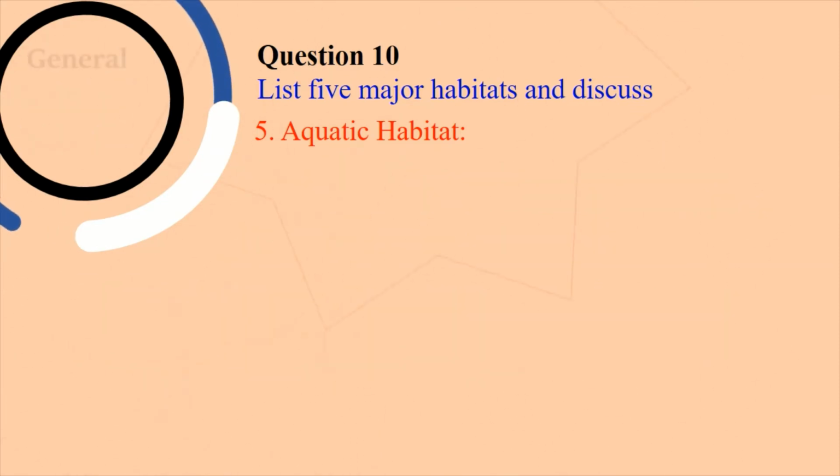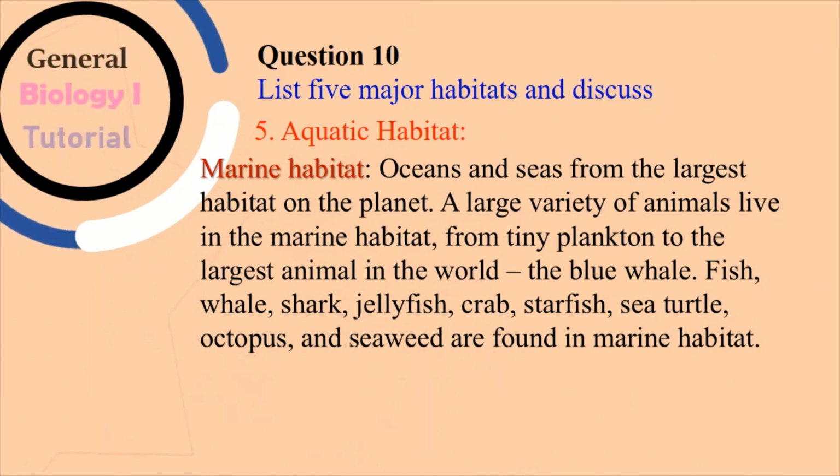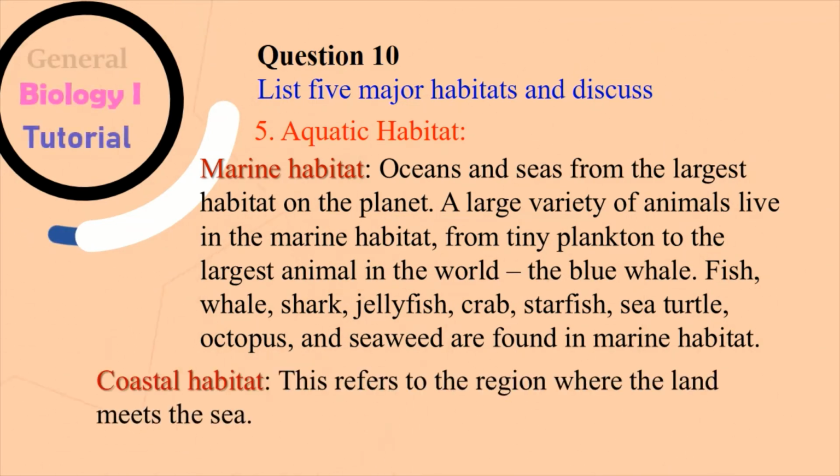Marine habitat: oceans and seas form the largest habitat on the planet. A large variety of animals live in the marine habitat, from tiny plankton to the largest animal in the world, the blue whale. Fish, whale, shark, jellyfish, crab, starfish, sea turtle, octopus, and seaweed are found in marine habitat. Coastal habitat: this refers to the region where the land meets the sea.